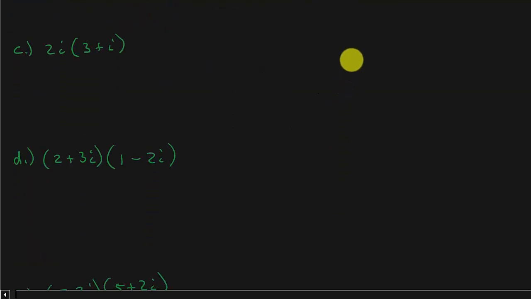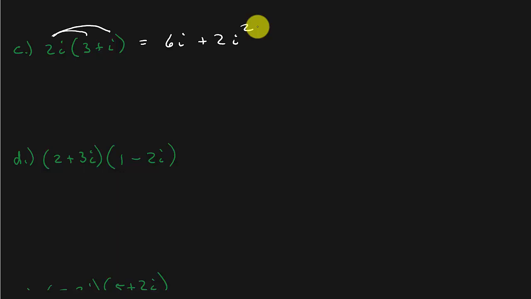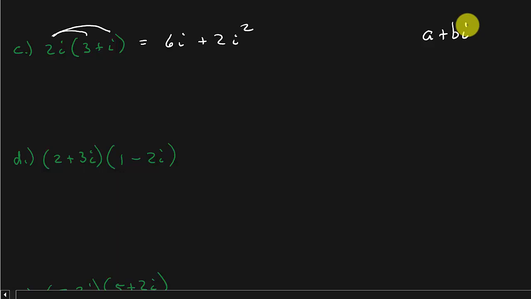All right, now we're going to multiply them. So here, we're just going to distribute, right? So that's going to be what? 6i plus 2i squared. Now, remember, whenever you're adding, multiplying, dividing, subtracting, whatever you're doing, we want to write it in the form a plus bi. That's the form we want it in.